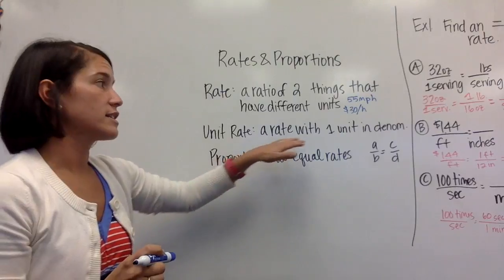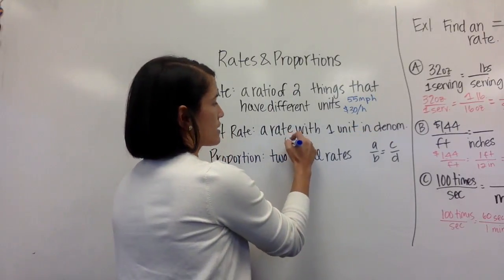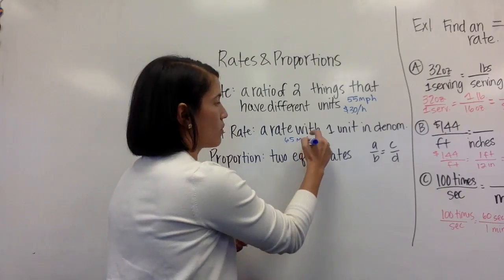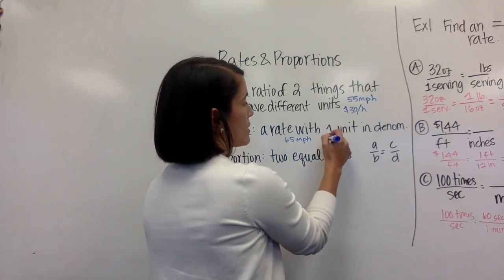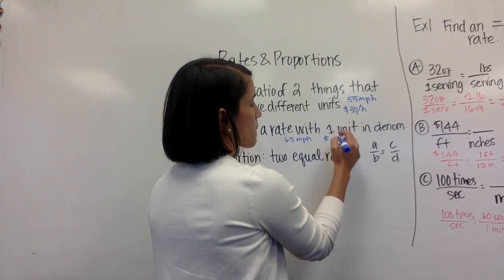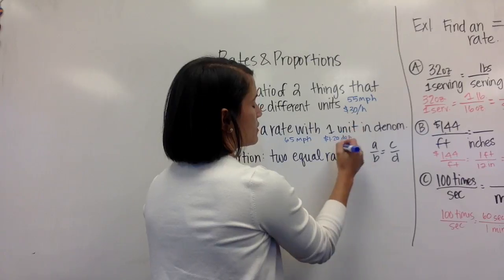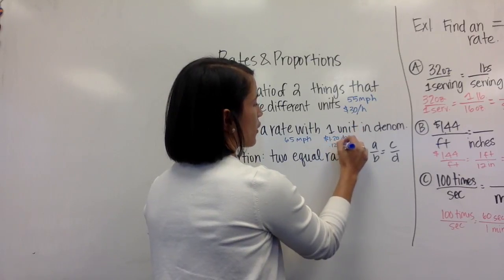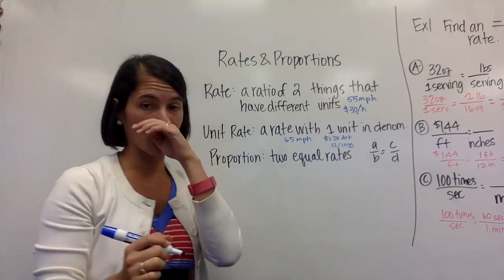A unit rate has a denominator of 1. So a speed limit, 65 miles per 1 hour, is a unit rate. Also, if you go to the grocery store and you buy something, eggs might cost $1.20 per dozen. So that would be 12 cents per 1 egg. And 12 cents per 1 egg would be a unit rate.